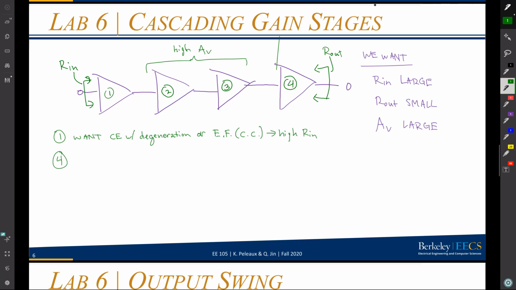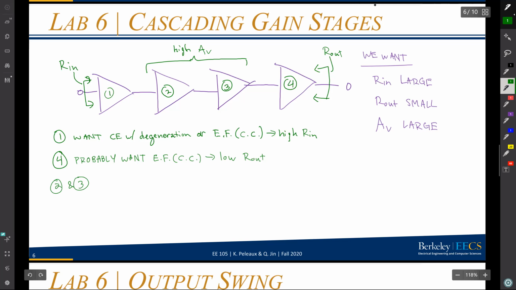The output stage, really the main topology that we know of that gives us low output resistance is a common collector, or that emitter follower. That'll give us low output resistance. And then how about stages 2 and 3? Well, that's kind of up to you, but I will say that if we use a common emitter with degeneration for stage 1, then if you go back to the table that Professor Nguyen generated, tabulating the different relative sizes of each of these parameters for each topology, the output resistance of a common emitter with degeneration is kind of high. So that's not good.